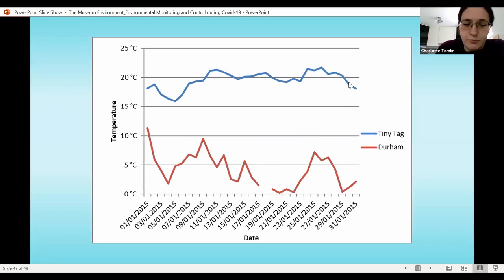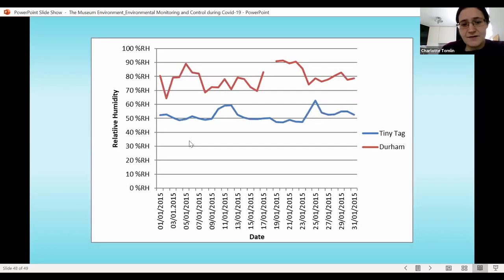Again, it's much more buffered, but you can also see that the temperature is much more fluctuating than in the previous graphs. So there are more inputs on that. So the heating and habitation has had an effect on that. And again, on RH, it's difficult to see any correlation between the external environment and the internal environment. And the RH is probably more affected by the internal heating and the habitation.